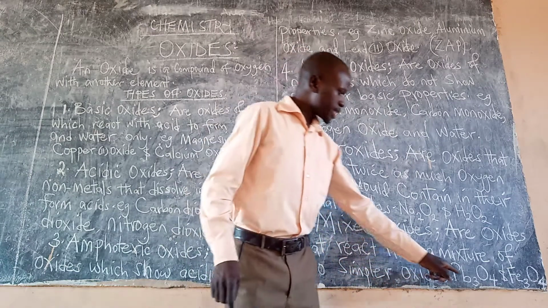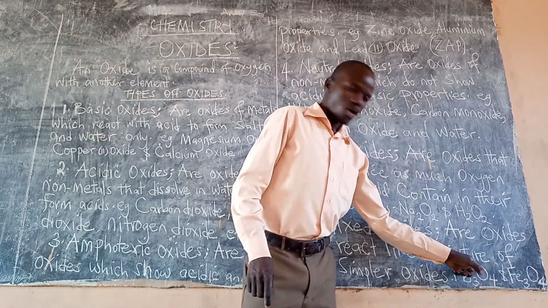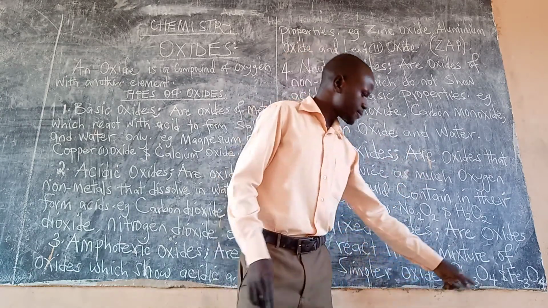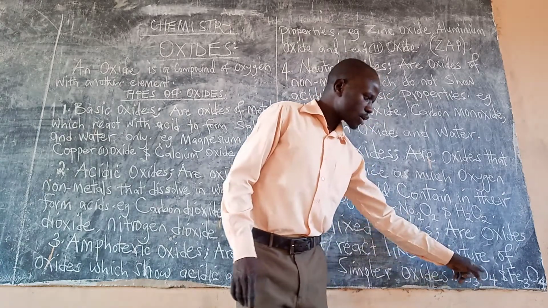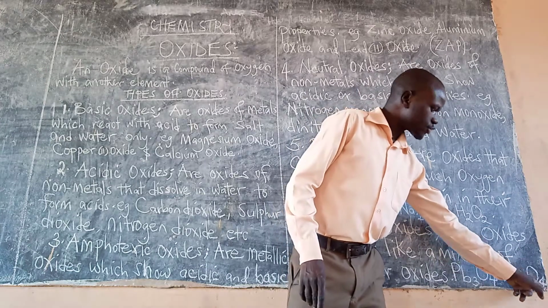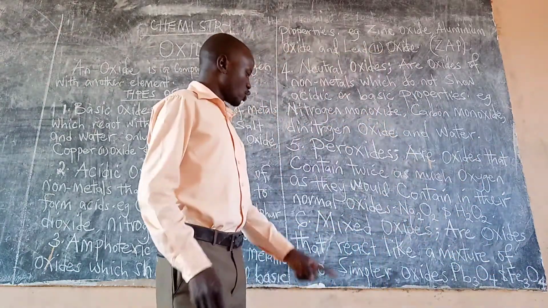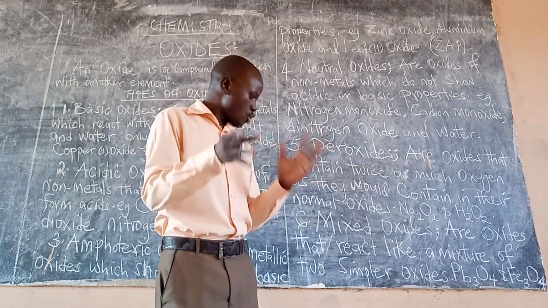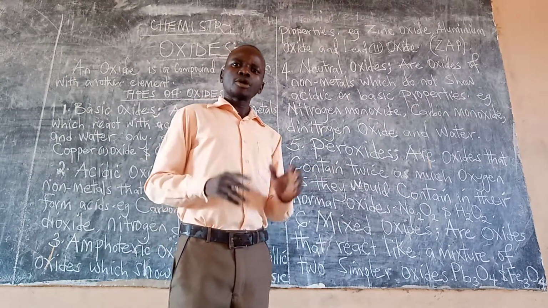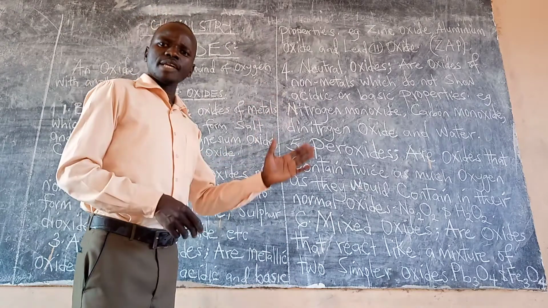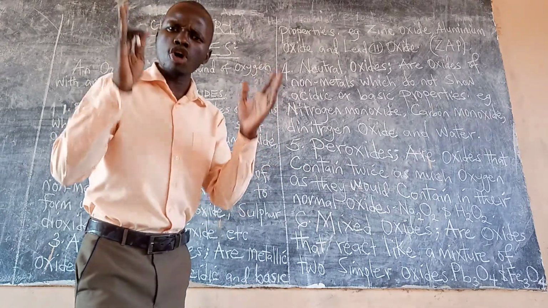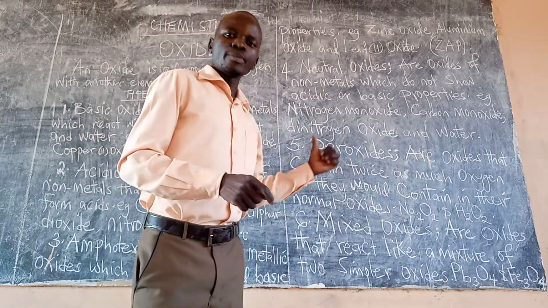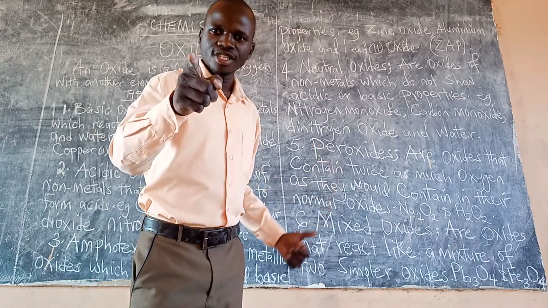Then we can also call this one here tri-lead tetraoxide. If you don't want to call it lead tetraoxide, to make it simpler for you, you can call it tri-lead tetraoxide and tri-iron tetraoxide. These two oxides are what we are calling the mixed oxides. They act like a mixture of two simpler oxides. So basically, these are the 6 types of oxides that are very common in exams and very common in our daily life.